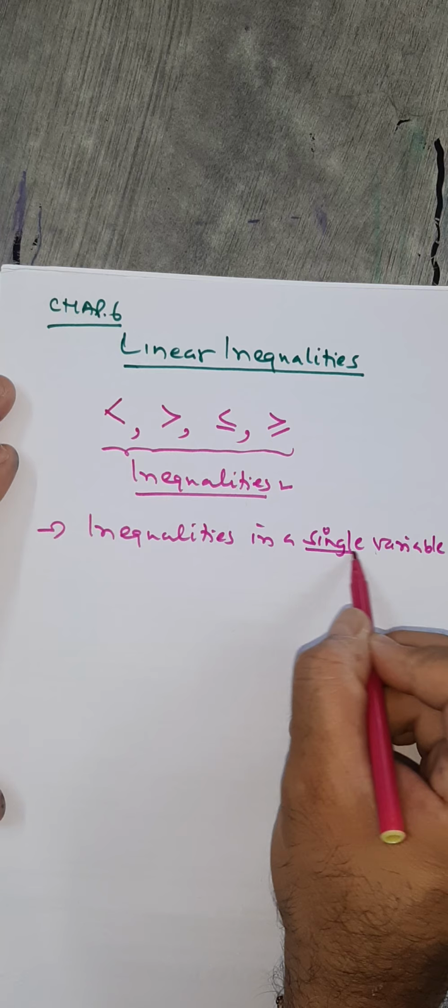Chapter number 6, Linear Inequalities. So this chapter is about inequalities. Such symbols: this is less than, greater than, less than or equal to, greater than or equal to. The equations involving such symbols are called inequalities here. So we solve the equations about inequalities. First we study the inequalities in a single variable.